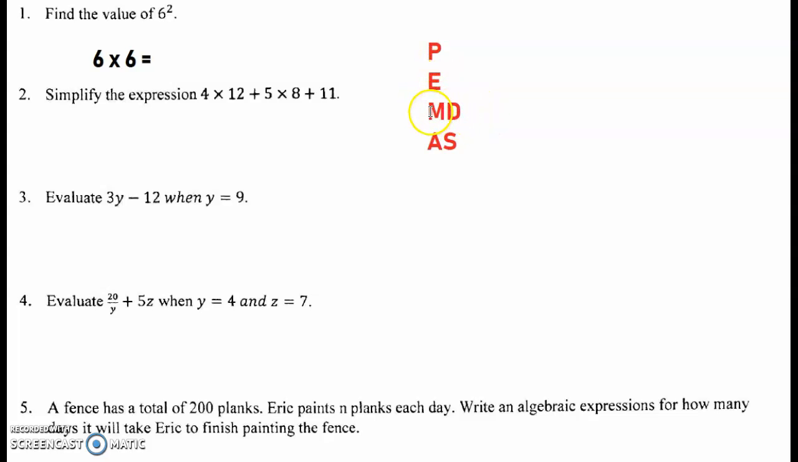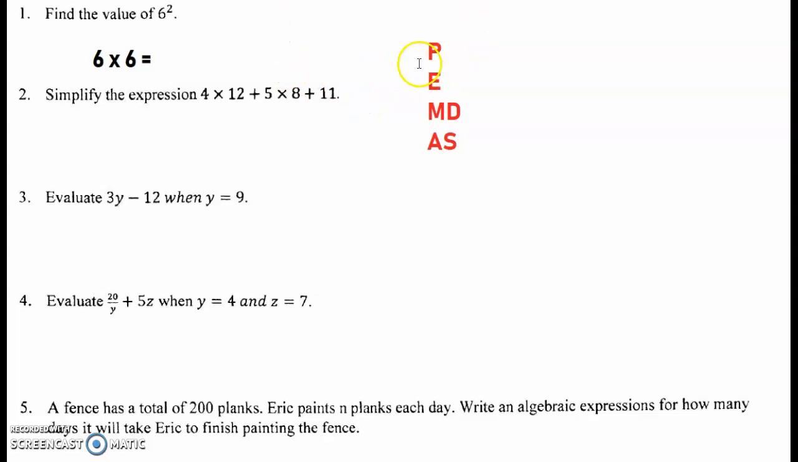So it could have been PEDMAS, right? It doesn't matter. Whichever one is left to right, that's what we're going for. And then addition and subtraction, same thing, whichever shows up left to right. So over here it says simplify the expression 4 times 12 plus 5 times 8 plus 11. So I need to check my list over here.